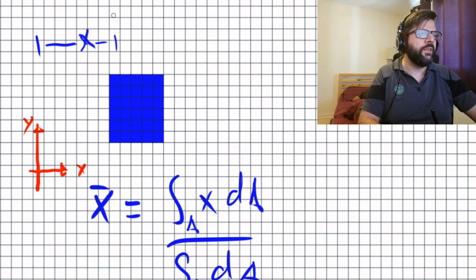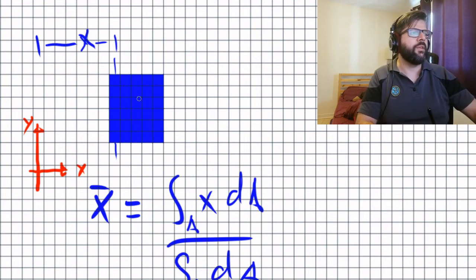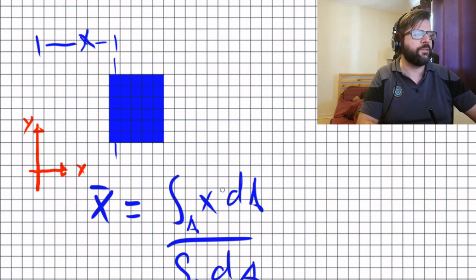All of these components here are at the same distance from the y-axis, so they'll all have the same x. So you just add up how many of those there are, add up how many of the next one there are, the next one, and so on and so forth. So you increase the x value, find out how much area there is at that x value, and add it up.